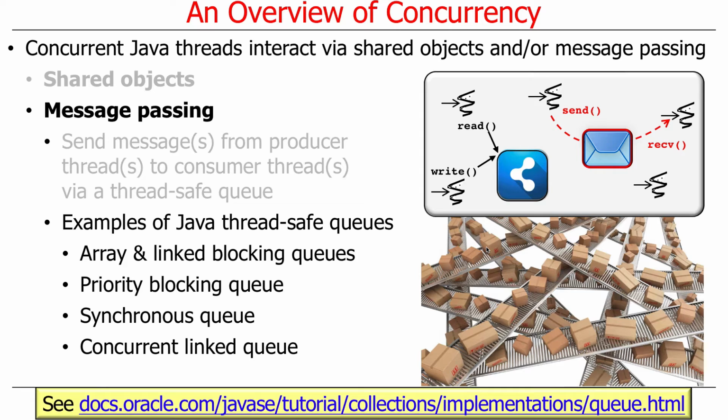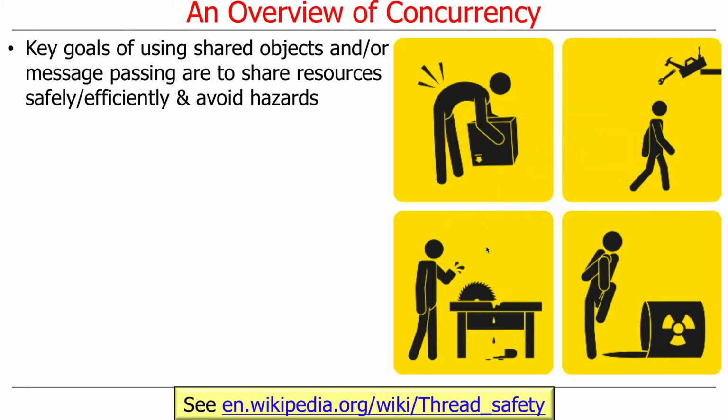There's lots and lots of examples of thread-safe queues. So we have array and linked blocking queues. Your first programming assignment has a piece of the implementation that you just have to know exists. You don't have to know really how it works. That uses an array blocking queue. There's priority blocking queues, synchronous queues, concurrent linked queues, and so on and so forth. It goes on and on. So there's lots of cool stuff that is used to move stuff back and forth through queues. And you'll get a chance to play around with a lot of this.